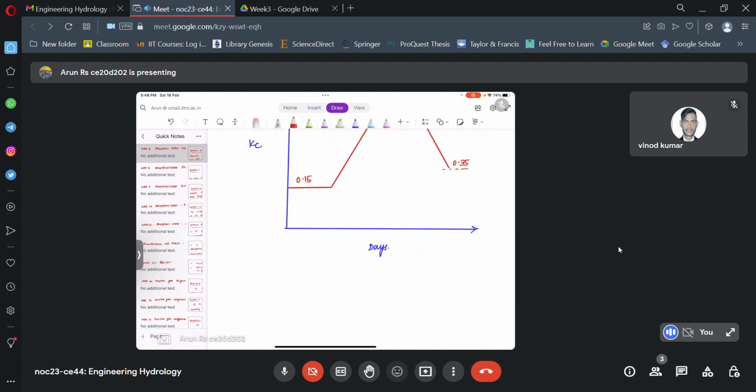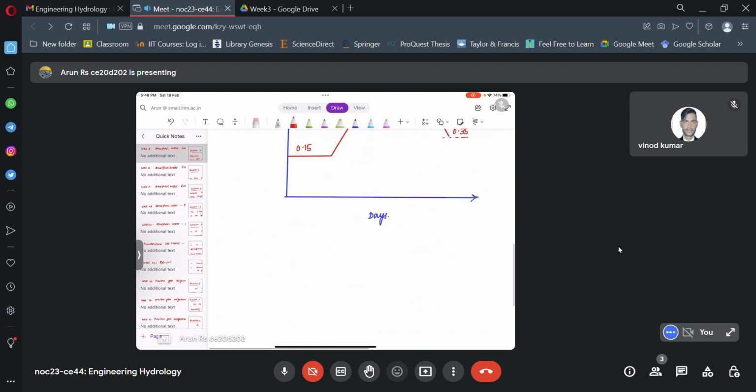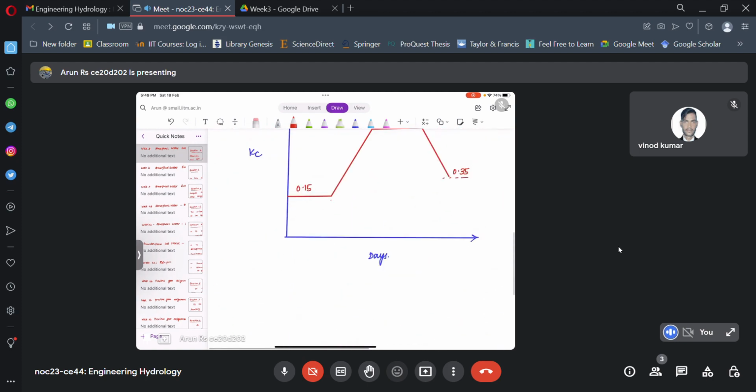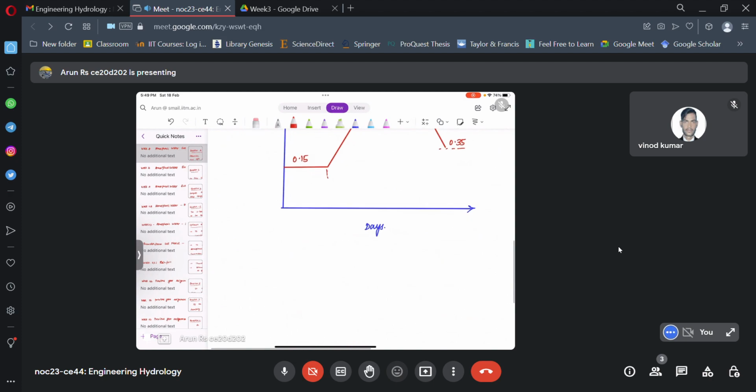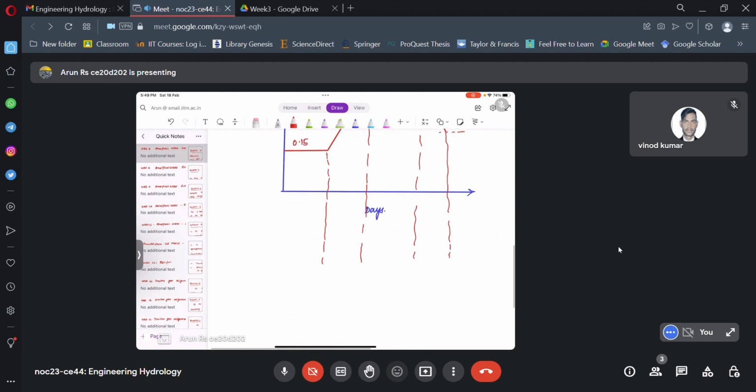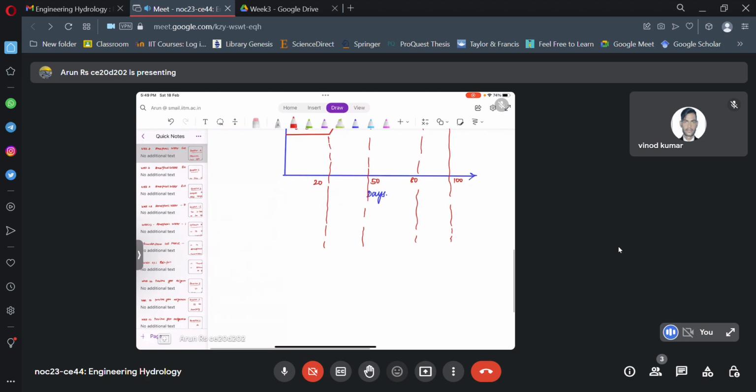So the different stages, let's say initial, development, mid-season, late season. Okay. So if I draw the corresponding stages here, this is your first 20 days, then next 25 days, this is your 80th day, and this is your 100th day. So it varies something like this.